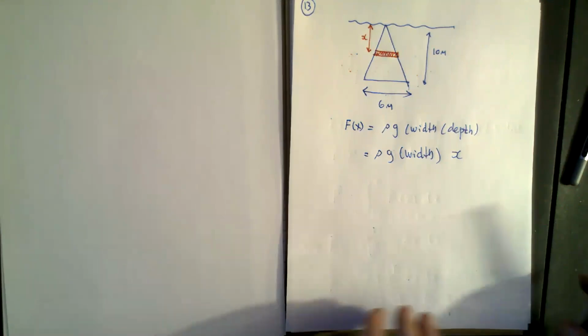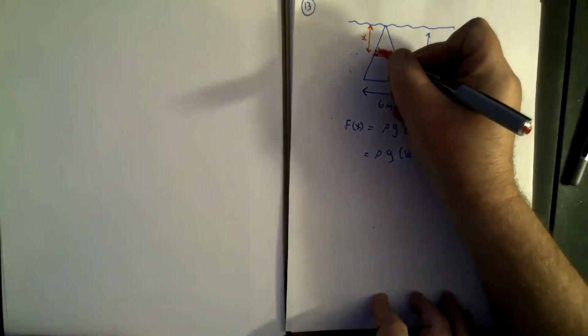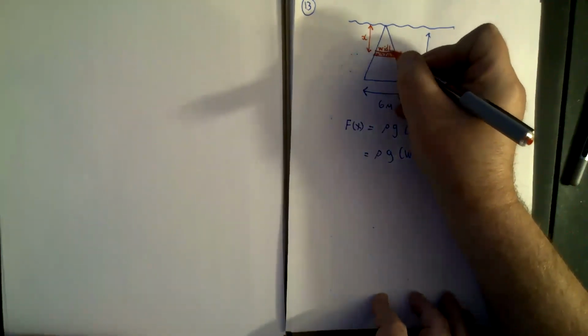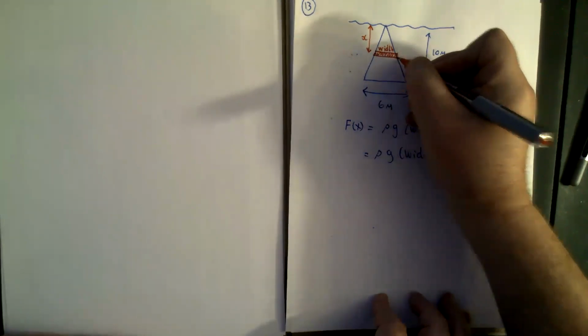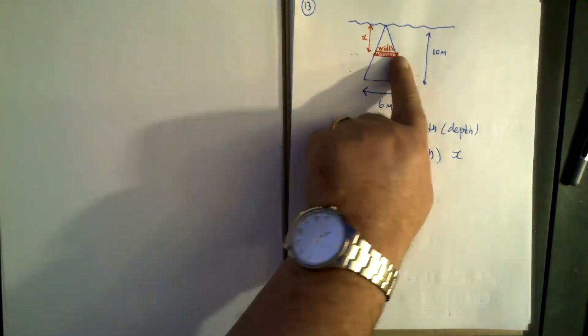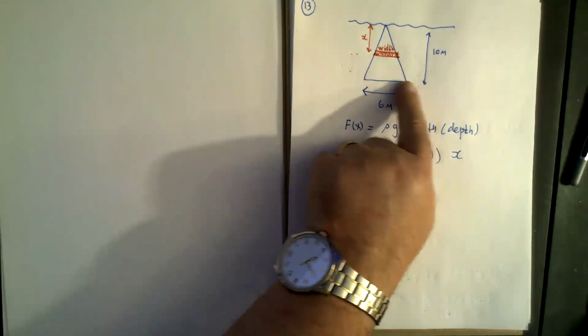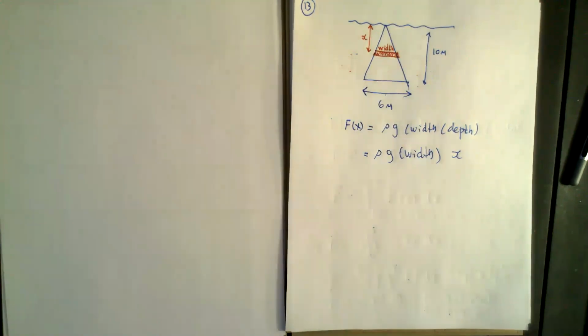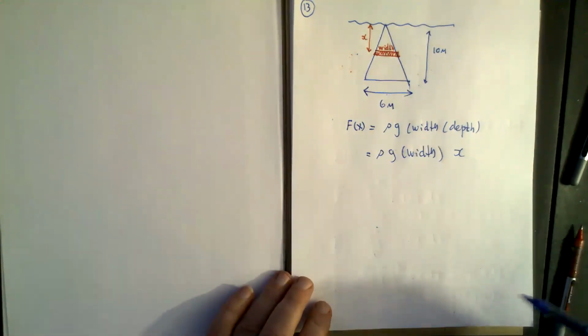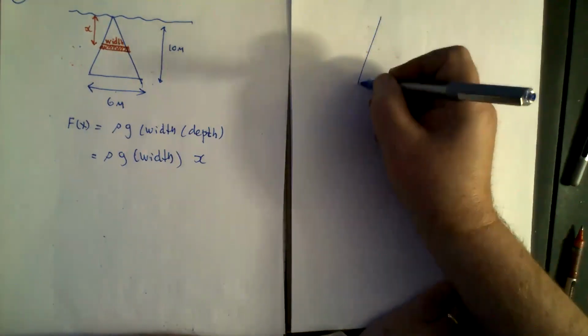Now the hard part. We need to find out what the width, the distance from here to here is. And that distance will actually contain X because that width changes as you start at the top and go to the bottom. So what I'm going to have to do is do something at the side here and redraw my triangle.